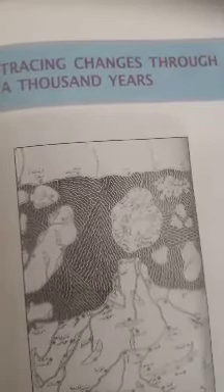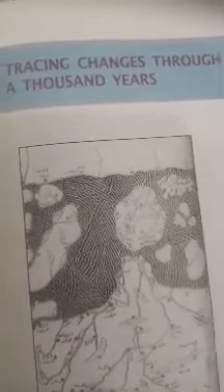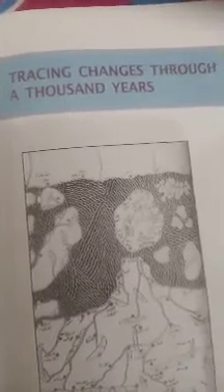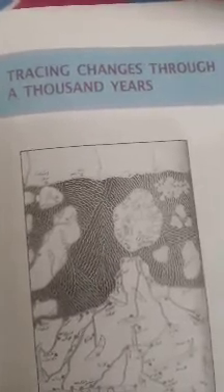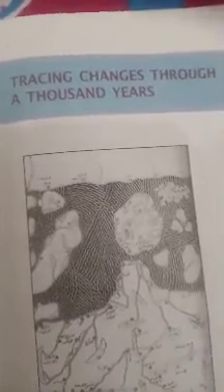Today we are going to start chapter 1 of History, Class 7, and the name of the chapter is Tracing Changes Through 1,000 Years. So the chapter starts with the map of India. Now see in the map.